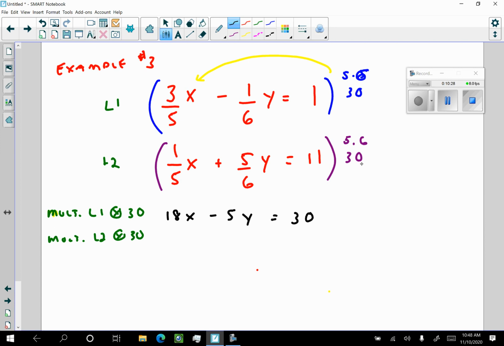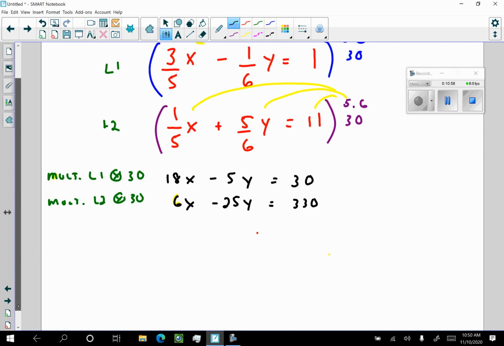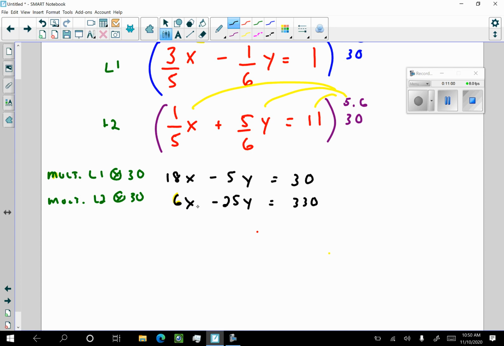Let's do L2 multiplied by 30. And 30 times 1/5 is going to be 6x. Sorry. And 30 times 5, the 6's cancel, is negative 25y. And 30 times 11 is 330. It's a big number. So the next thing I want to do is multiply some equation by a number so that when I add them, I can eliminate one of the variables.